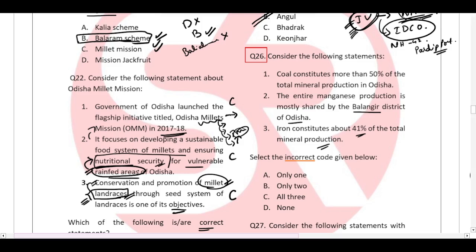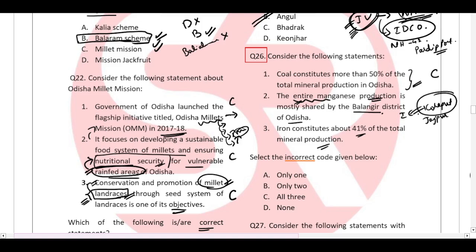Now, as we know, coal constitutes more than 50% of the total mineral production in Odisha. There are many coal mines and iron mines in Odisha, so this statement is correct. The entire manganese production is mostly shared by the Balangir district. Even though manganese production happens in the Balangir district, saying the entire production happens there is incorrect, because there are other districts of Odisha, for example Koraput and Jajpur, where manganese production happens more. So Balangir district is the wrong answer for the entire manganese production.